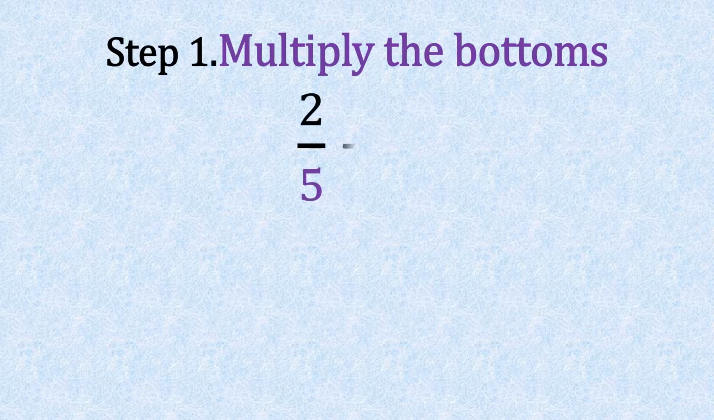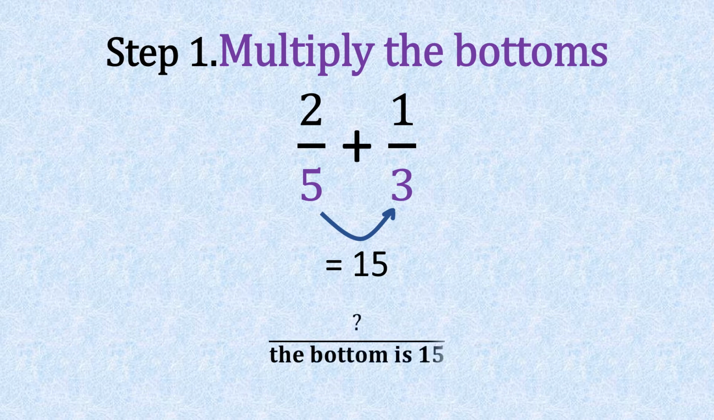Now step 1, what we do is multiply the bottoms or the denominators. 5 times 3 equals 15. So we know the answer for the bottom is 15.